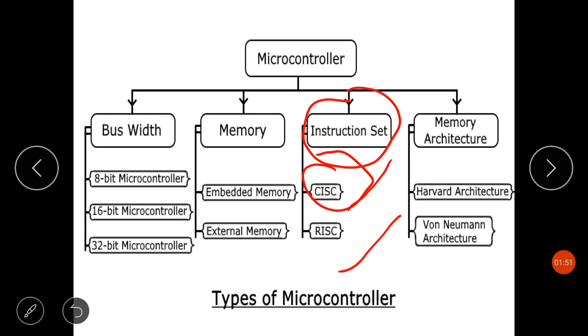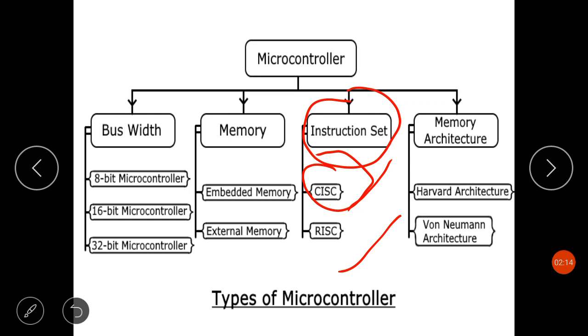So its instruction set size is small, and the program code written for such microcontrollers is usually very lengthy and consists of many lines. So this is one of the drawbacks of these RISC microcontrollers, that the program code written for these microcontrollers is usually very lengthy and consists of many lines of program code.